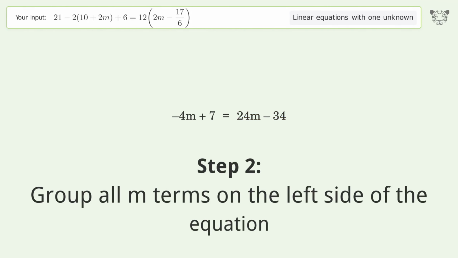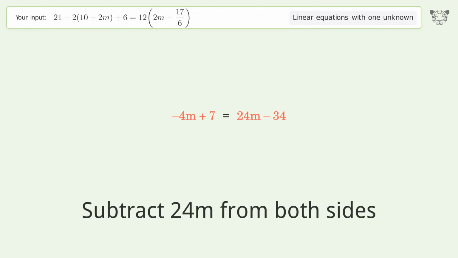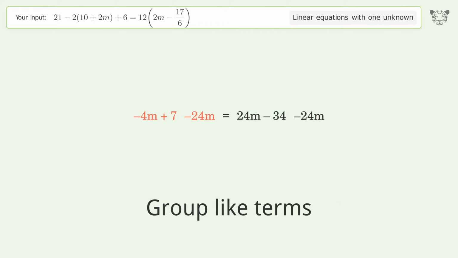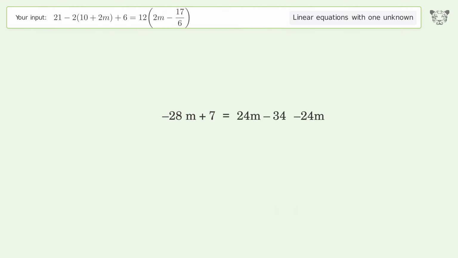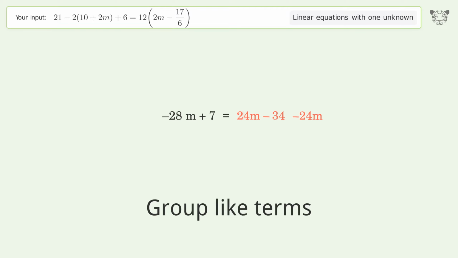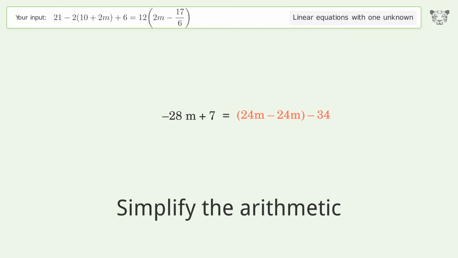Group all m terms on the left side of the equation. Subtract 24m from both sides. Group like terms. Simplify the arithmetic. Group like terms. Simplify the arithmetic.